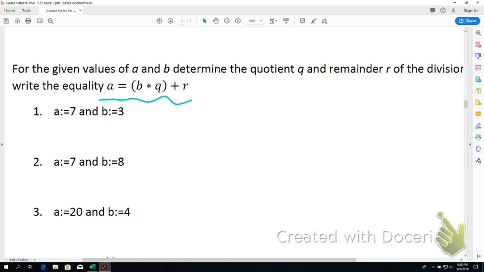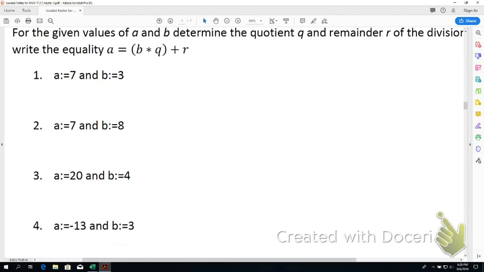Okay. So for all of these, you could practice. I would suggest practicing these on the side. How did you get the Q? Okay, so for the first one, we see that 7 is not less than B, right? So A is not less than B, so I know I'm going to have a quotient because A is positive and bigger than B.